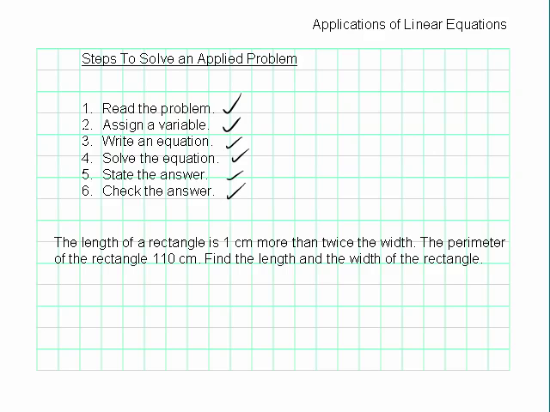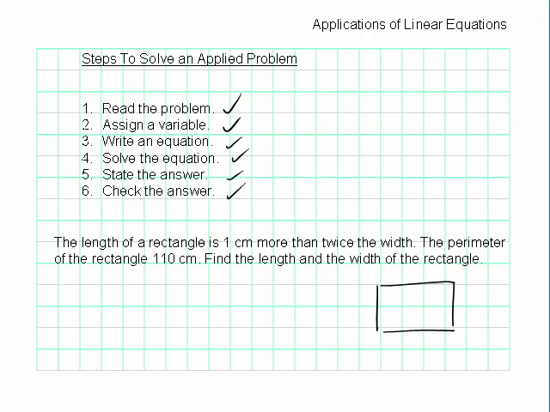Here's our first application. The length of a rectangle is 1 centimeter more than twice the width. The perimeter of the rectangle is 110. Find the length and the width of the rectangle. Sometimes it helps to draw a picture, not always, but there's my rectangle. Now it says that the length is 1 centimeter more than twice the width.